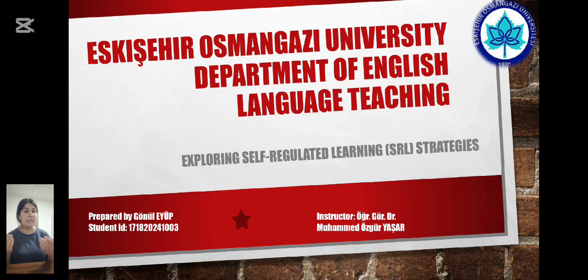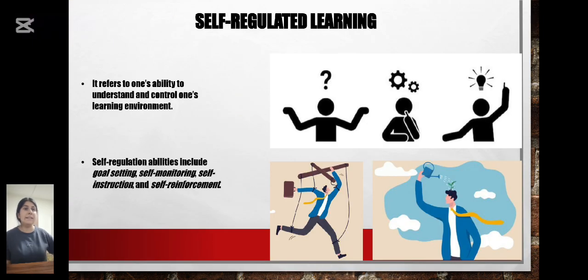So today's topic is exploring self-regulated learning SRL strategies. Today we're gonna talk about the strategies and what is self-regulated learning. So let's start with the definition of self-regulated learning. It refers to one's ability to understand and control one's learning environment. So it's about understanding and controlling your environment. Then self-regulation abilities include goal setting, self-monitoring, self-instruction, and self-reinforcement. Now we will look at all of them.